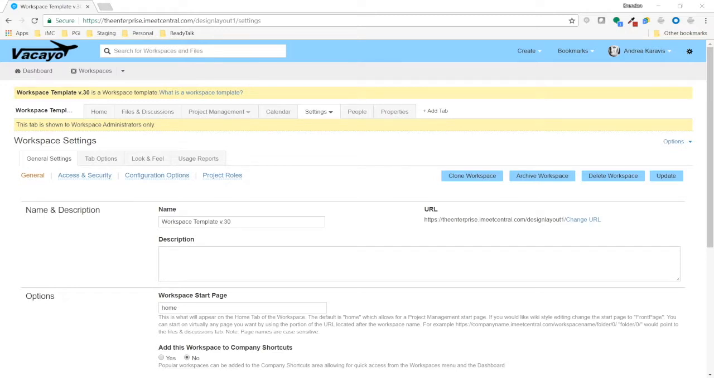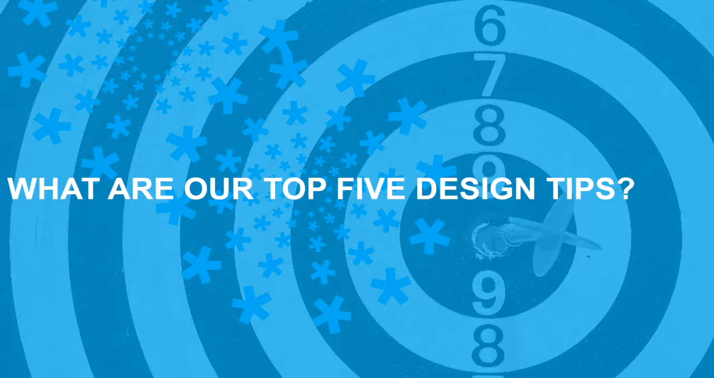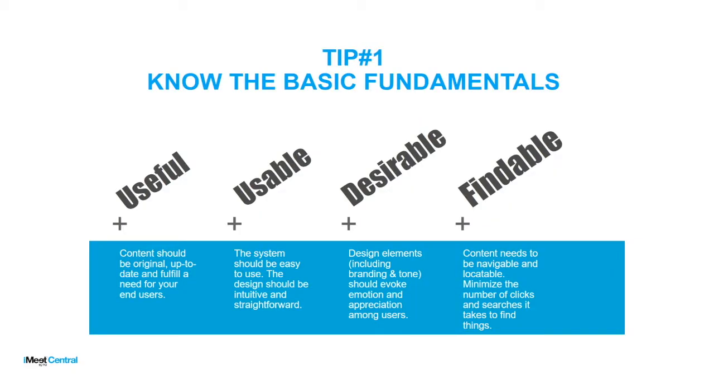All right, so let's wrap this up. What are our top 5 design tips? The first is just know the basic fundamentals. Remember, you want your workspaces to be usable. You want them to be desirable. You want things to be easily found. Keep it simple. Don't overcomplicate things.